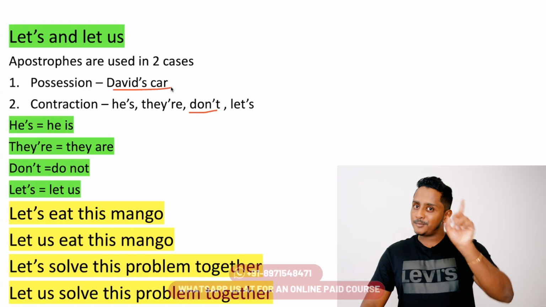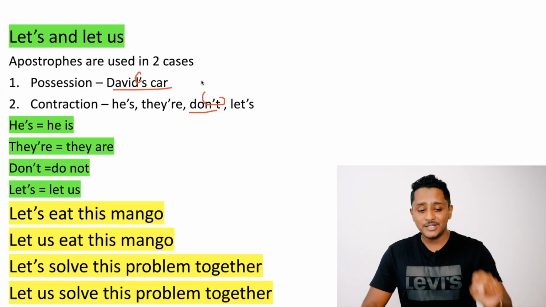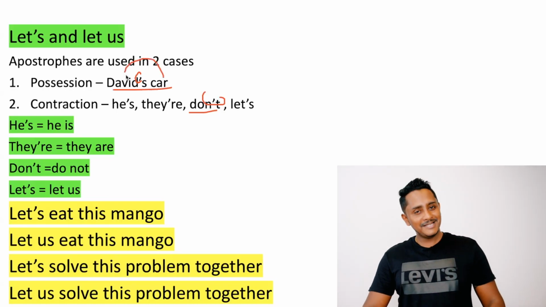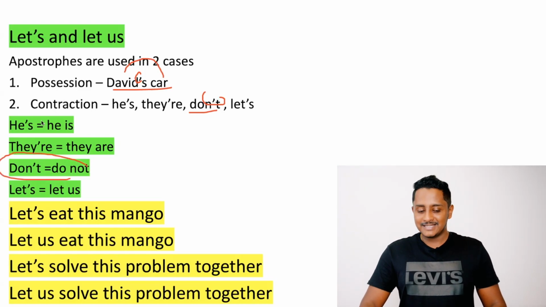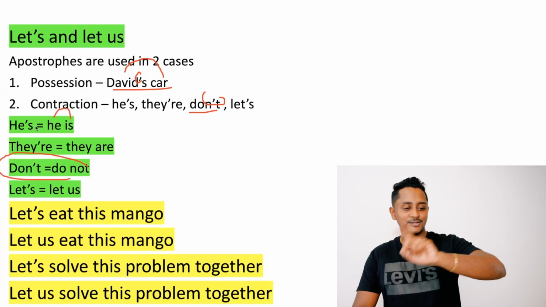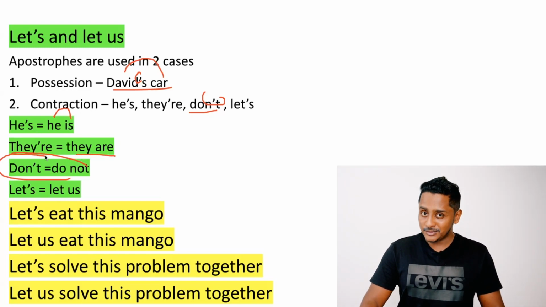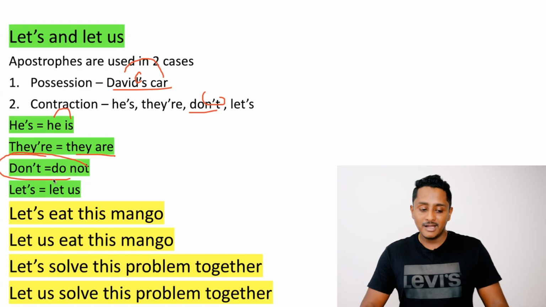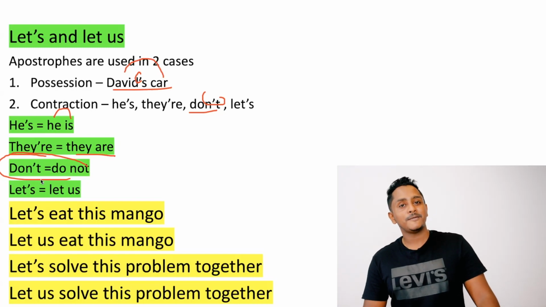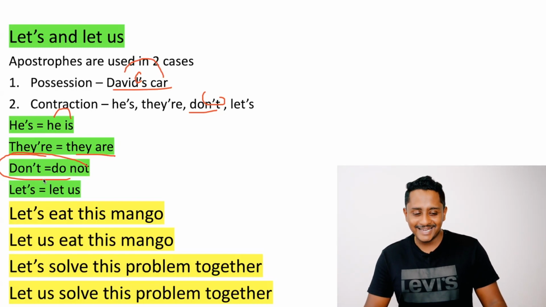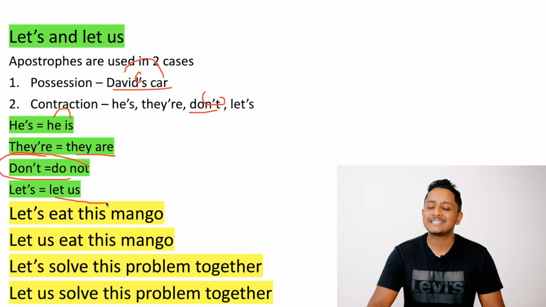David apostrophe s is a possession. The apostrophe is used here also, but in two different ways. The first way is possession: the car is possessed by David. Here don't is a short form of do not. He's is a short form of he is. They're is a short form of they are. Don't is a short form of do not, wouldn't, would not, shouldn't, should not. Getting it? The same way, let apostrophe s is a short form of let us.